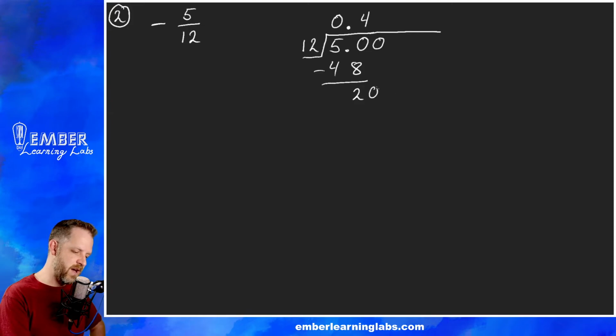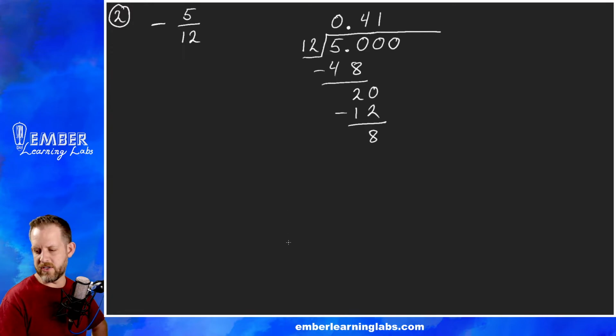Bring that 0 down. 12 goes into 20 once, right? 1 times 12 is 12. Subtract that. We get an 8. So we got it. 12 doesn't go into 8. 8 isn't 0. We got to keep going a little further. Put a 0 right here. Bring it down.